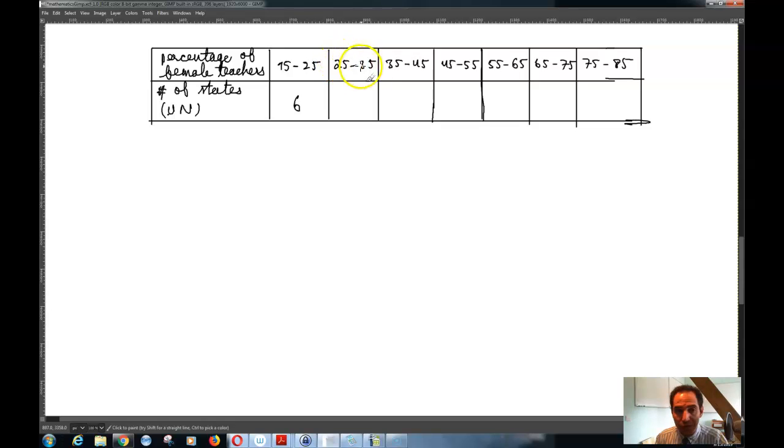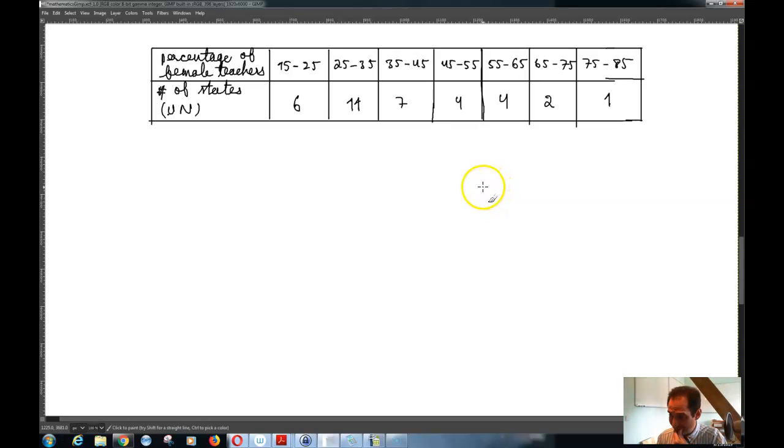If the percentage of female teachers corresponds to 25% to 35%, that corresponds to 11 territories. And in the same way, you have 7, you have 4, you have 4, you have 2, you have 2, and you have a 1, right?